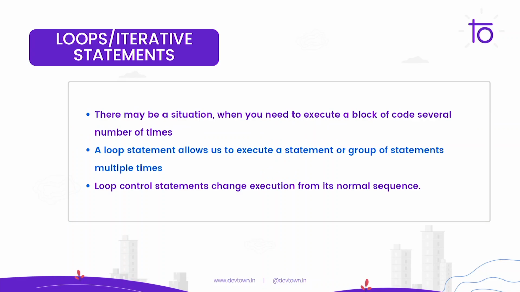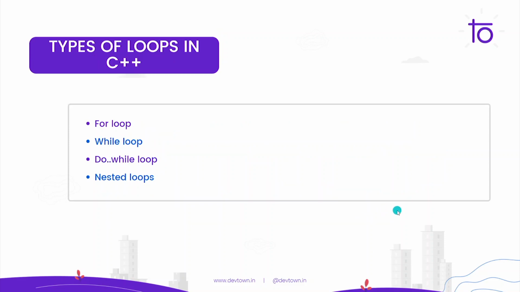While programming, there may be situations where we need to execute a block of code several number of times, and loops or iterative statements allow us to execute a statement or a group of statements multiple times. To allow us control over the execution, there are also statements called loop control statements, using which we can change the execution from its normal sequence.